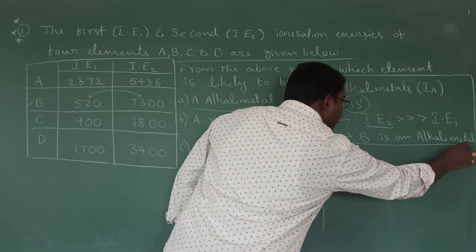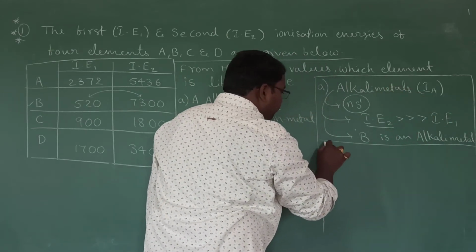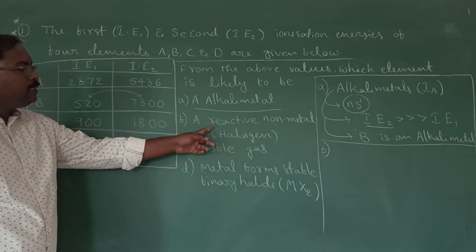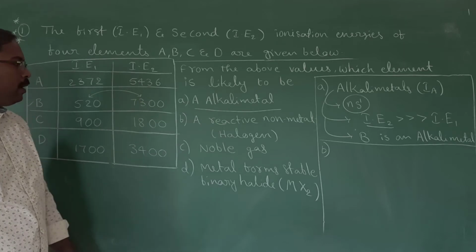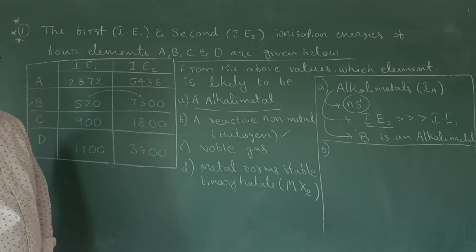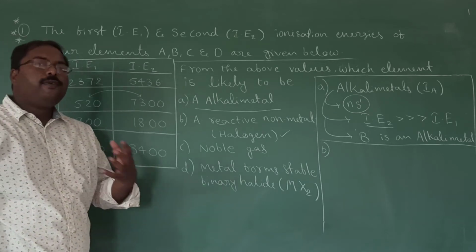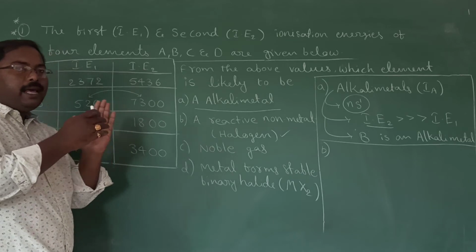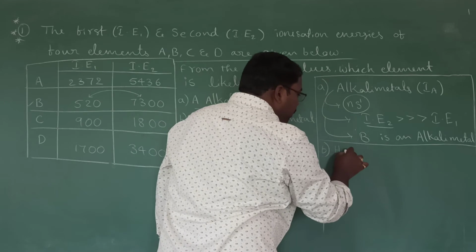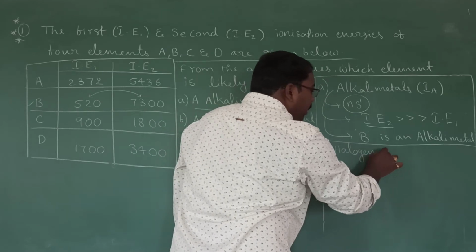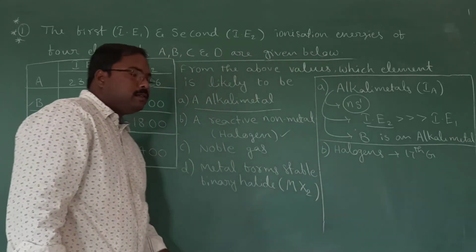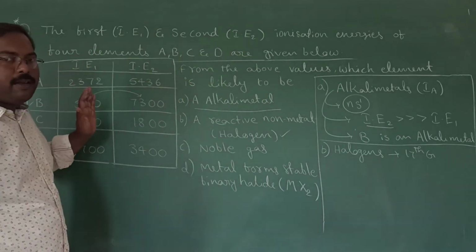Now coming to the second question. What is our second question? Which is a reactive non-metal? Reactive non-metal means it should be a halogen. Okay. In the case of halogens, if you observe, they are present in the 17th group. So they are present nearly on the right side of the periodic table.